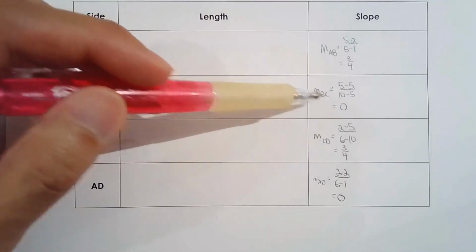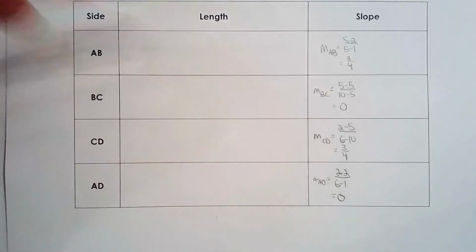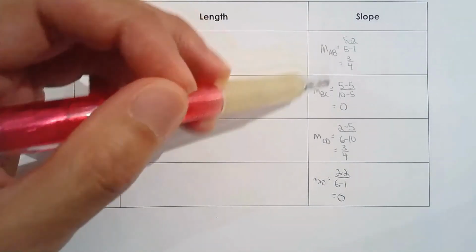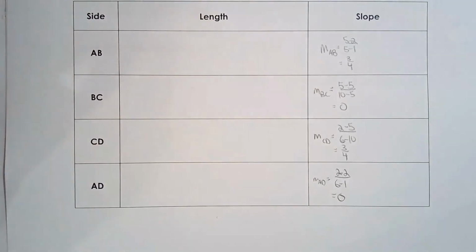And same could be said for BC and AD. They have the same slope, they're parallel to each other. So I definitely have a parallelogram. Opposite sides are parallel to one another. But what I don't have is a square or a rectangle because I'm looking at the adjacent sides, AB and BC, their slopes are not negative reciprocals.